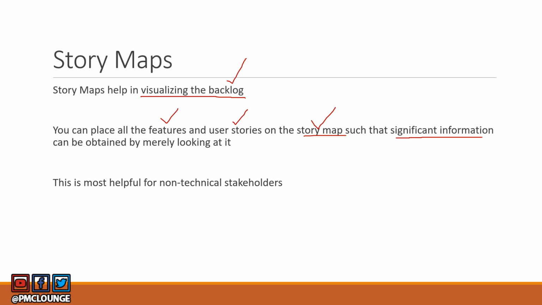So if you're a non-technical stakeholder in the project, nothing like a story map. Because you don't have to get into the details of how a feature works, or how the development team is going to create or deliver a user story. You just need to take a look at the backlog, the scope of the project as such, what the team plans to deliver in which sprint, and all of that. If you're a non-technical stakeholder, look for a story map, because that is going to provide you significant information, perhaps all the information that you would need about a project.